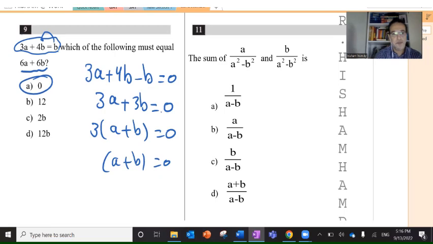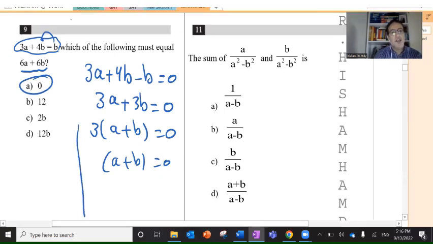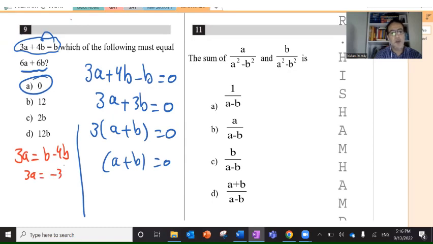Another solution. Let me write it in red for you. 3a plus 4b is equal to 0, so I may move the b to the other side. So it's negative 4b minus b, so 3a is equal to negative 3b. So a is equal to negative b. And in case you have two numbers, each of them is the additive inverse of the other, so their sum is always equal to 0. So the right answer is 0. So I used the highest common factor, or I can use only solving equation.